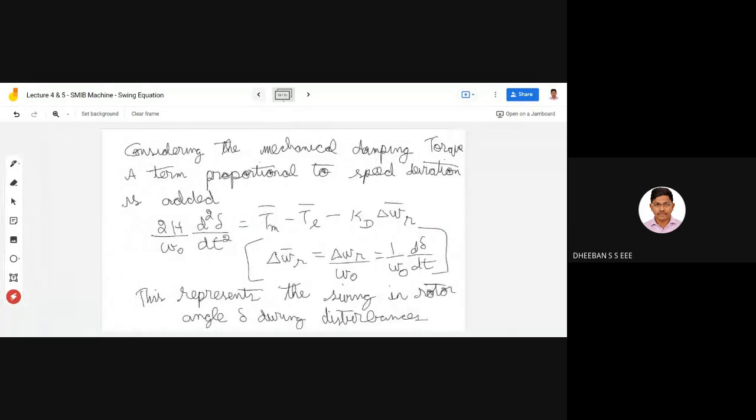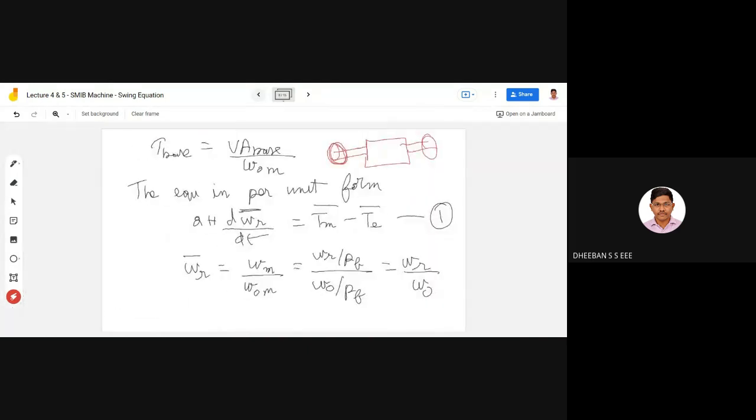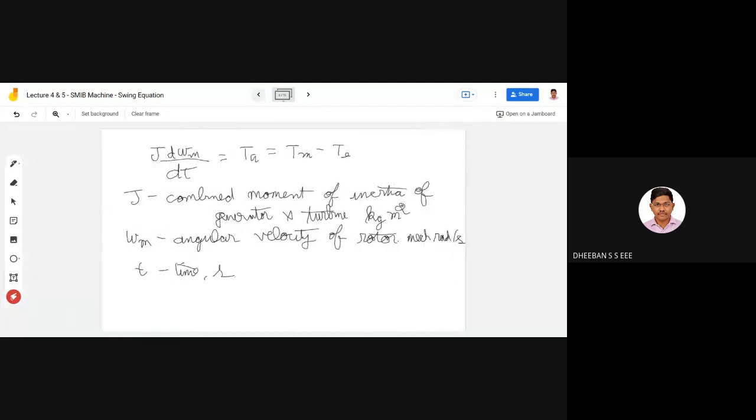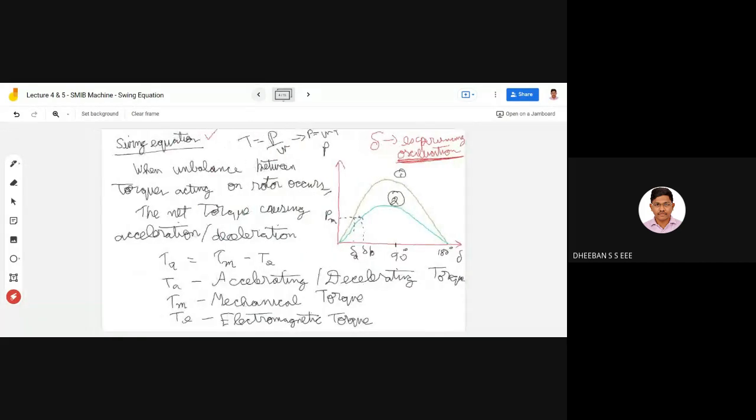And so with this the swing equation gets over, and you have to move in a step-by-step fashion to determine this swing equation. Okay, so that's a very important thing that we have to consider.